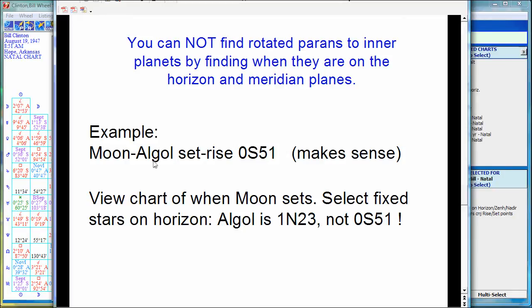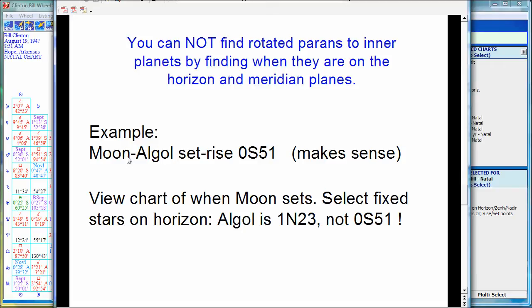Bill Clinton has had some conspicuous problems with women, which we don't need to repeat here. We're all familiar with that. And Algol is considered to be a really nasty star that creates all kinds of problems. And the idea that when the moon was setting, Algol was rising in the rotated Paran, a lot of these things make sense. The midheaven Canopus makes sense. So these things are very, very interesting to look at and check them out and see if they work.